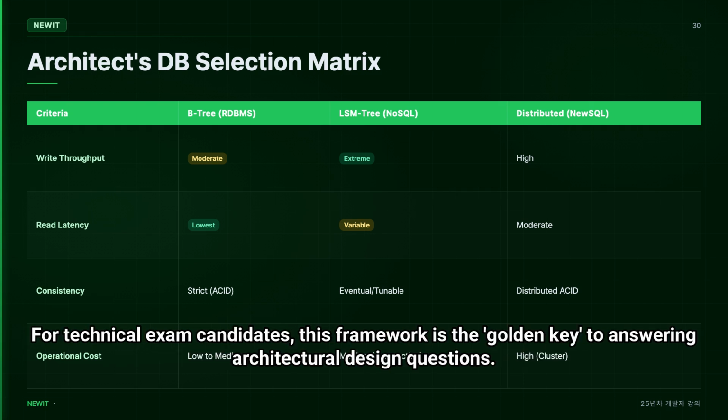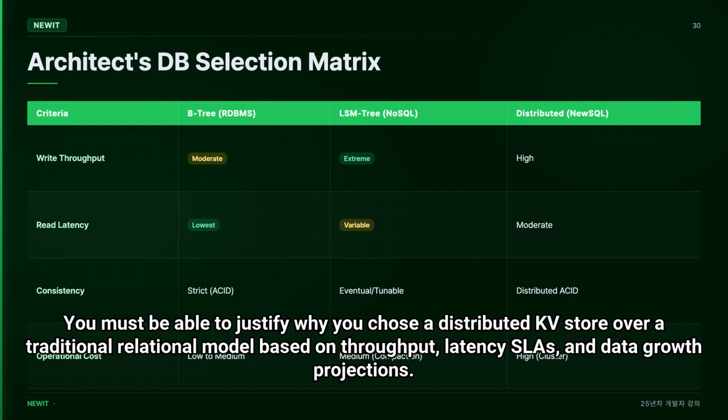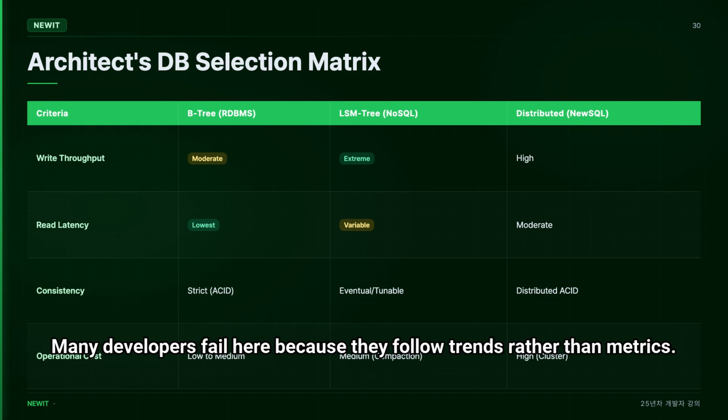For technical exam candidates, this framework is the golden key to answering architectural design questions. You must be able to justify why you chose a distributed KV store over a traditional relational model based on throughput, latency SLAs, and data growth projections. Many developers fail here because they follow trends rather than metrics.